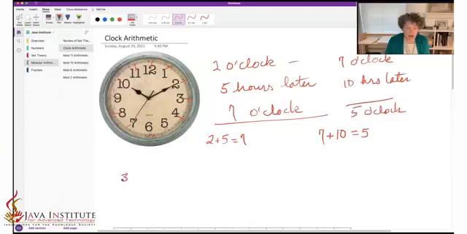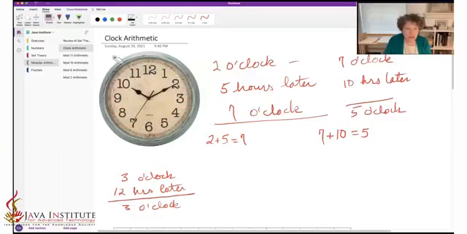If it's 3 o'clock, what time is it 12 hours later? Well, it's still 3 o'clock. So, in fact, if we wanted to, and mathematicians want to, other people don't, but mathematicians would rather a clock had a 0 here instead of a 12. And that's because 12 acts like the number 0.